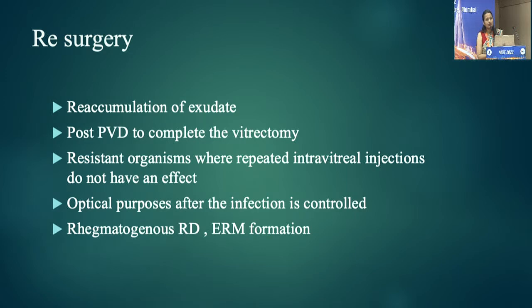Suppose we had done a core vitrectomy and PVD has got induced, then you may need a post-PVD to complete the vitrectomy. Also in resistant organisms where repeated intravitreal injections do not have any effect. And after the infection is controlled, if there is rhegmatogenous RD or ERM formation, which is secondary after the patient has come out of the endophthalmitis.